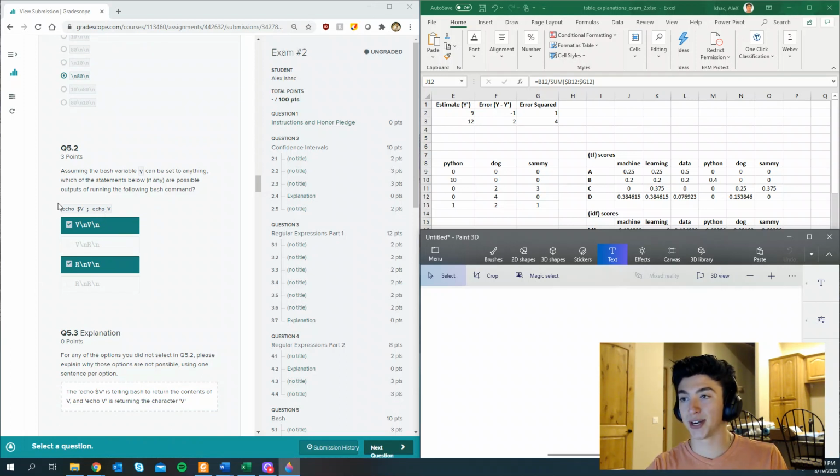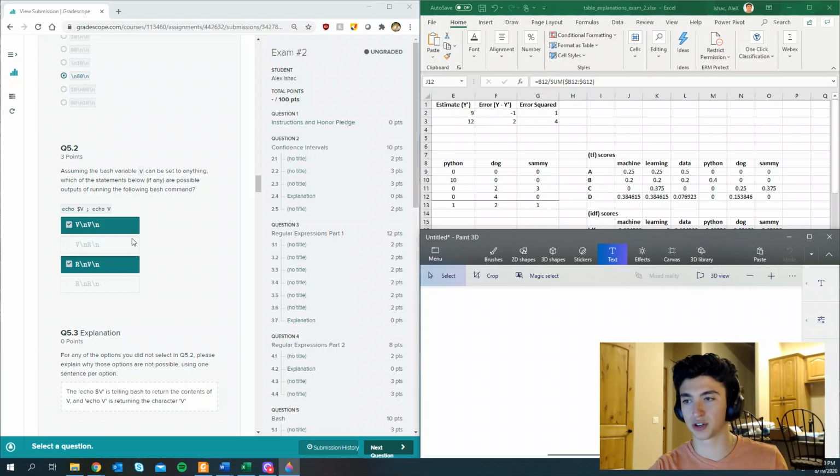So assuming the bash variable V can be set to anything, which of the statements below, if any, are possible outputs of running the following bash command? The answers are shown. Let's see if my answers line up here. Capital V, newline, capital V, newline. Yep, that's correct. And R, newline, V, newline, also correct.